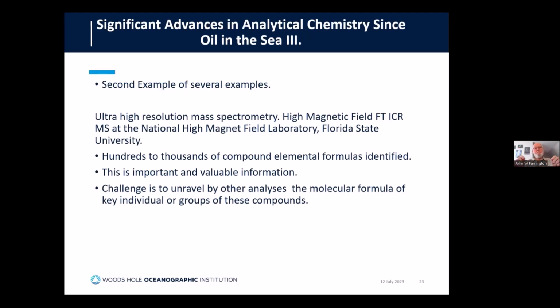The challenge that we now face is to unravel by other analytical methods the molecular formula of the key individual or groups of these compounds. That is, what's the molecular structure of this? And that's going to take a lot of work. But the ultra-high resolution mass spec has contributed significantly to what we understand, particularly about weathering.